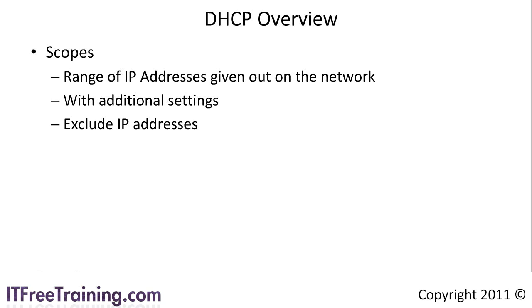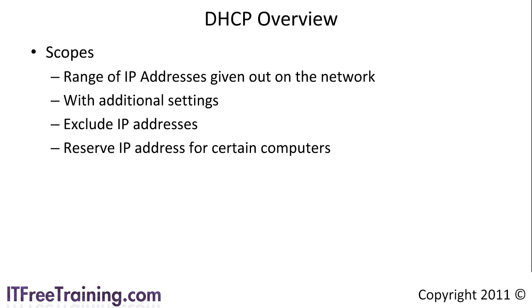Using scopes, you can also exclude IP addresses from being used. For example, if on your network you have IP addresses you don't want the DHCP server to allocate to a client computer, you can exclude the IP addresses. Using scopes, you can also reserve an IP address so that the same computer always gets the same IP address. Doing this allows you to have central control over the allocation of your IP addresses.